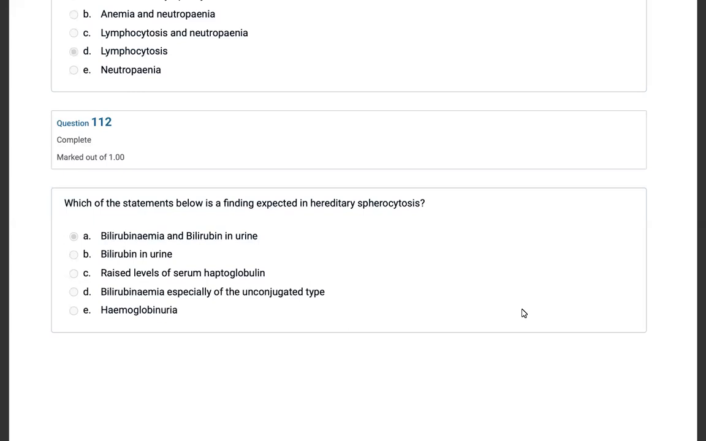I think it's because we've said it's indirect bilirubin, and indirect bilirubin is insoluble. So there's no way it will be in the urine. Only conjugated is in the urine.